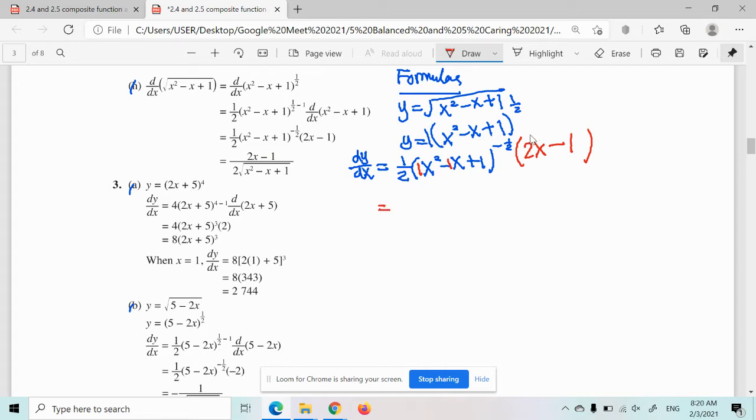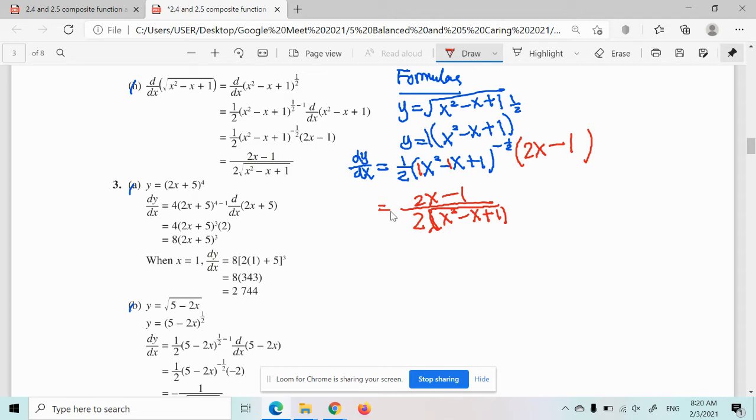Next step, just rearrange. So we have 2x minus 1 over 2, meaning that divide by 2. Power negative means that this thing goes at the bottom here, and then you have power 1 over 2, meaning that square root. So we have square root here. This is the answer after differentiating using the formula.